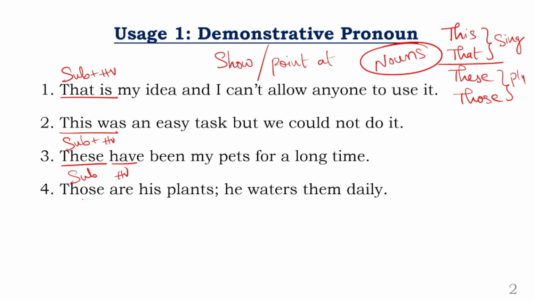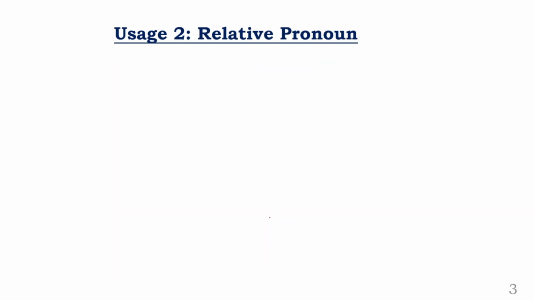Next, coming to the fourth statement, those are his plants. The word those is again what here? Subject, again followed by a helping verb. So basically a noun or a subject is immediately followed by a helping verb. If these 4 words are immediately followed by any one helping verb, those words should be considered pronouns. So we point at them or we indicate them.